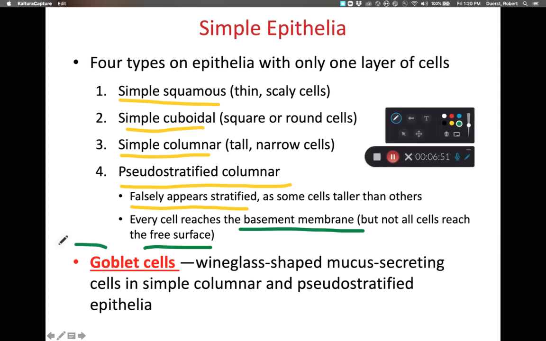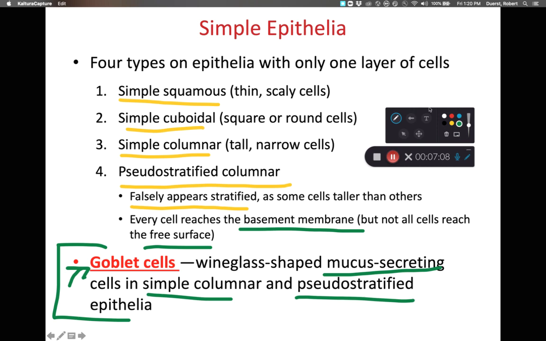Within our simple epithelia, we have a lot of goblet cells. Goblet cells look kind of like, well, goblets or wine glasses. Not many people say goblet anymore. The thing I want to emphasize about these goblet cells is they secrete mucus, and they're very common in simple columnar and pseudostratified epithelium.